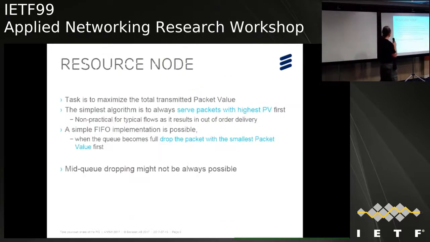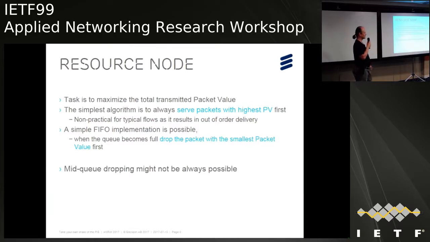Okay, so as I said, the task of the resource nodes within a network is to maximize the total transmitted value. So the simplest algorithm is to always serve the packets with the highest packet value first, which is not practical because you want to keep ordering within flows at least.